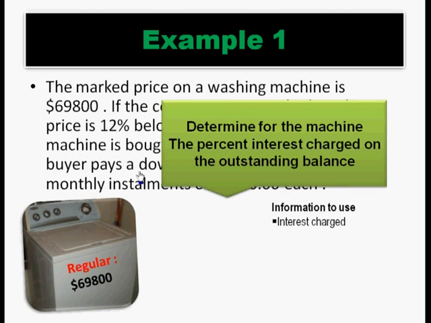So the information we're going to use is: 1, interest charge, and 2, outstanding balance. What are we going to find now? We're going to find the percentage interest. So you can pause the video and try to see if you could come up with the answer. Try, man. Pause the video and try. Remember, a wise man or a wise woman listens to instruction and increases learning. Very good.